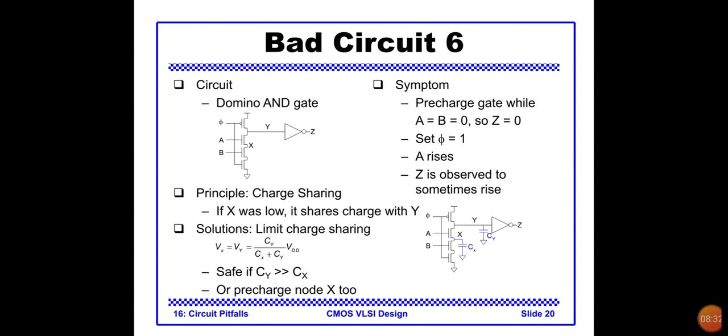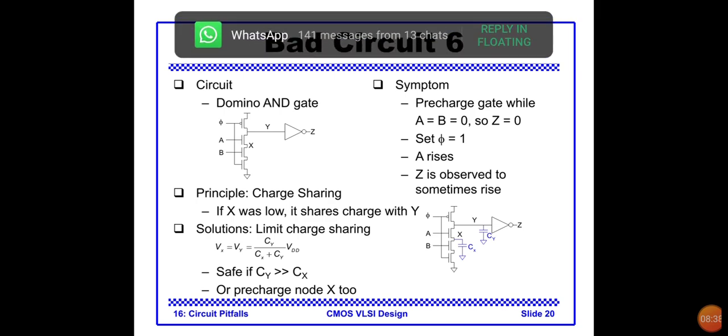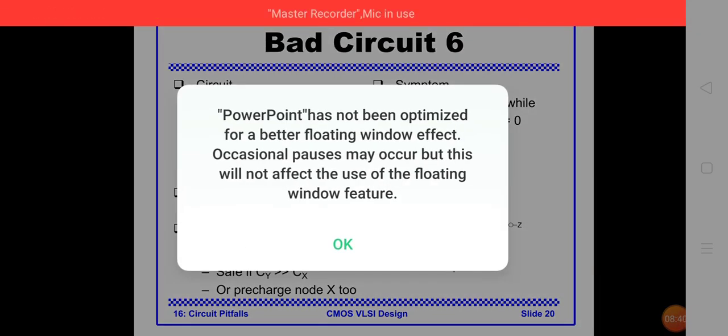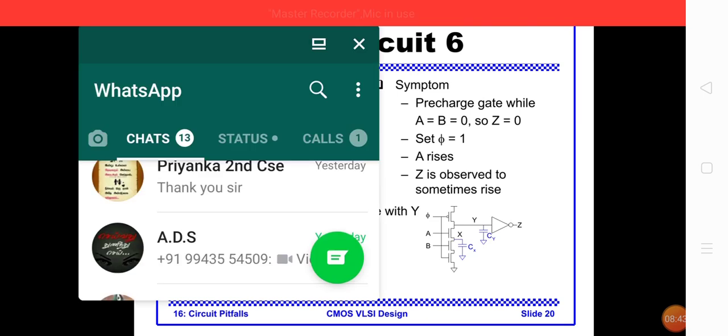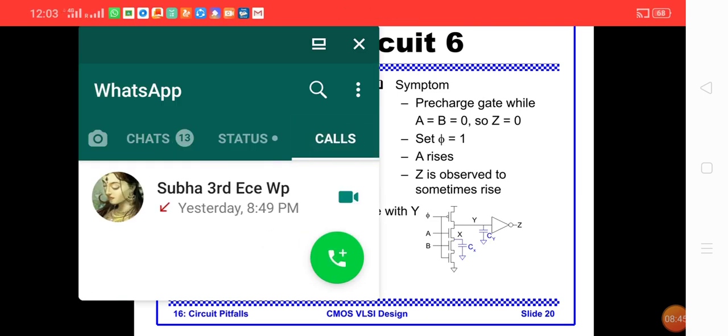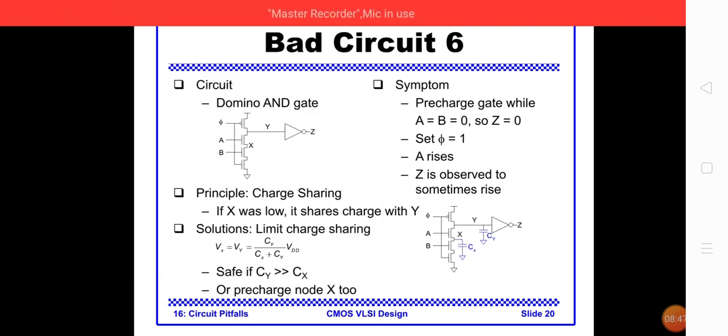The principle: charge sharing. If X was low, it shares charge with Y. Solution: limit charge sharing. Safe if Cy is greater than Cx, or precharge node X.